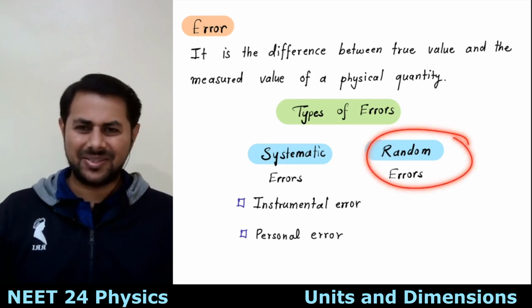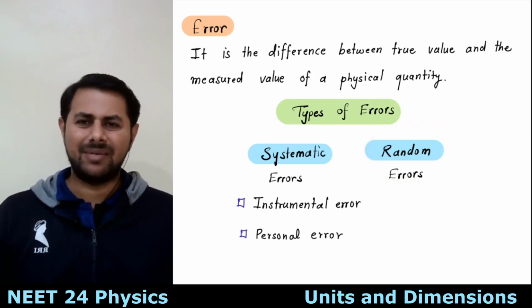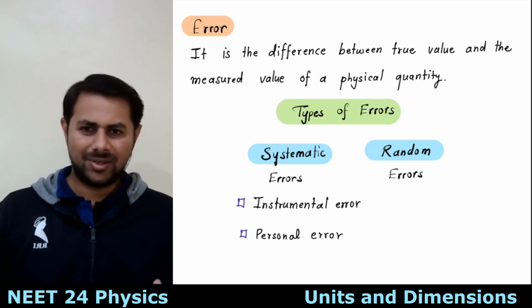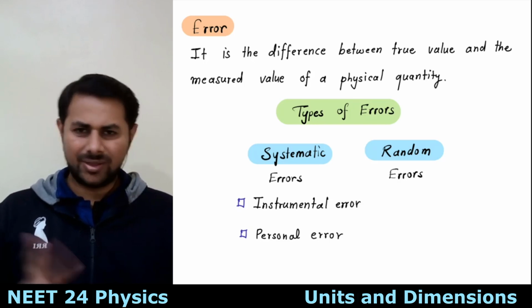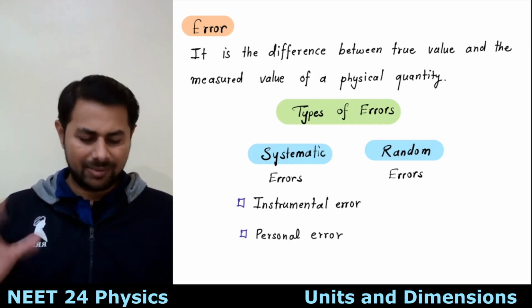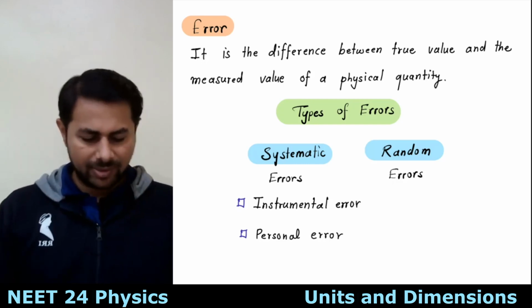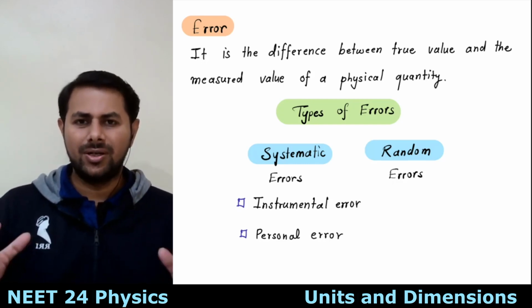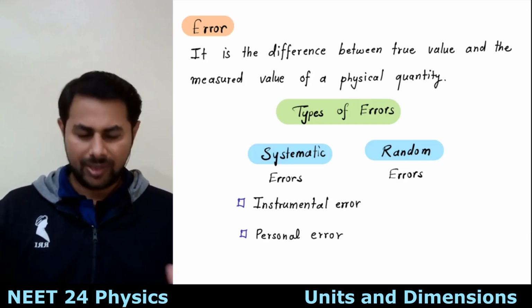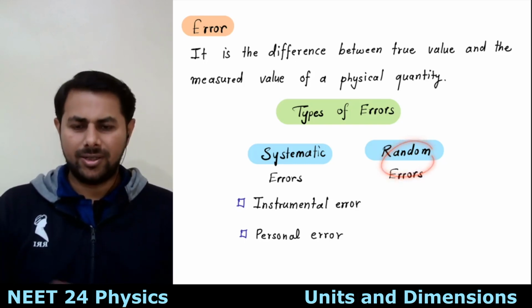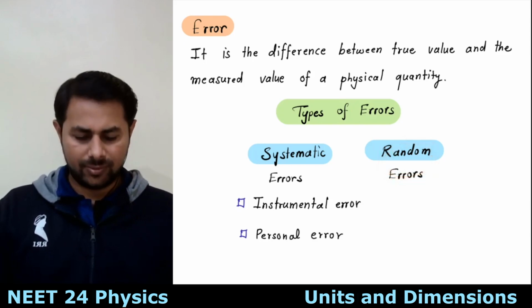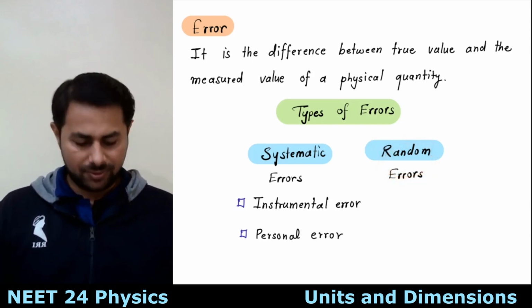The second one is random errors. Random errors can sometimes be positive, sometimes negative, so they can change in sign. Sometimes the measured value is greater than the original value, sometimes it is less than the original value. This is one form in which random errors can happen. They can also change in magnitude.